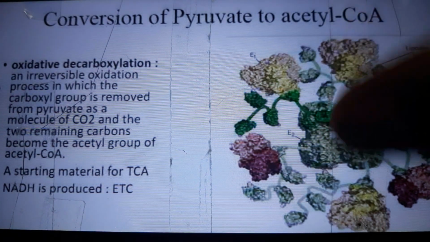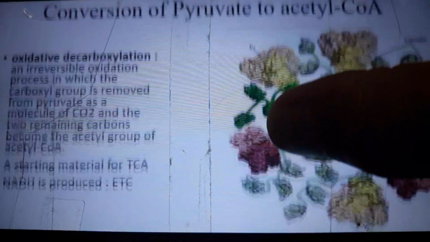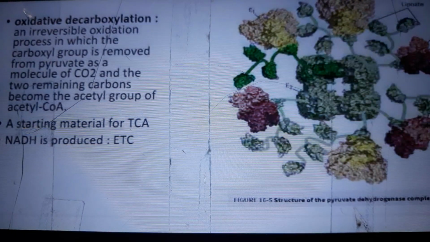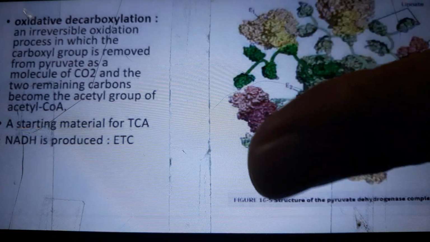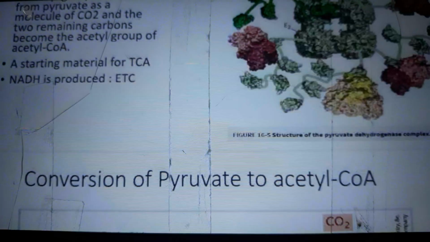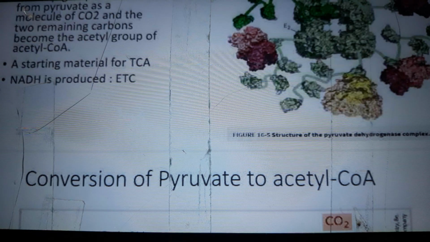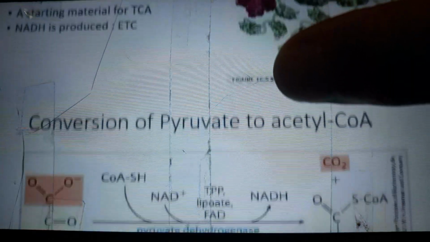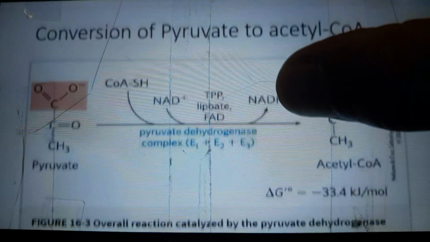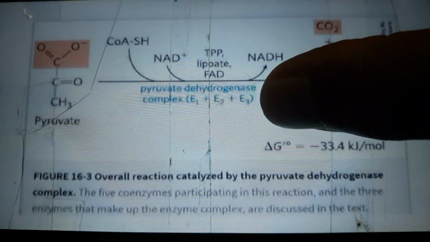Note these diagrams. Oxidative decarboxylation is an irreversible oxidation reaction in which the carboxyl group is removed from pyruvate as a molecule of carbon dioxide, and the 2 remaining carbons become the acetyl group of acetyl-CoA, the starting material for the TCA cycle. NADH is produced. Conversion of pyruvate to acetyl-CoA.